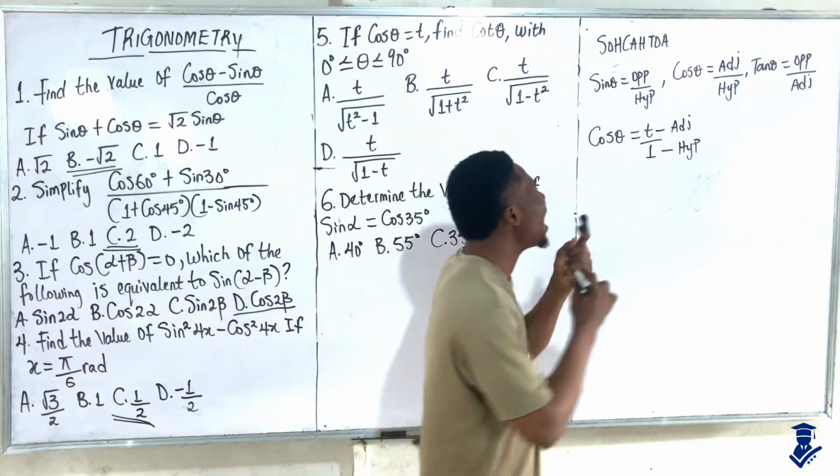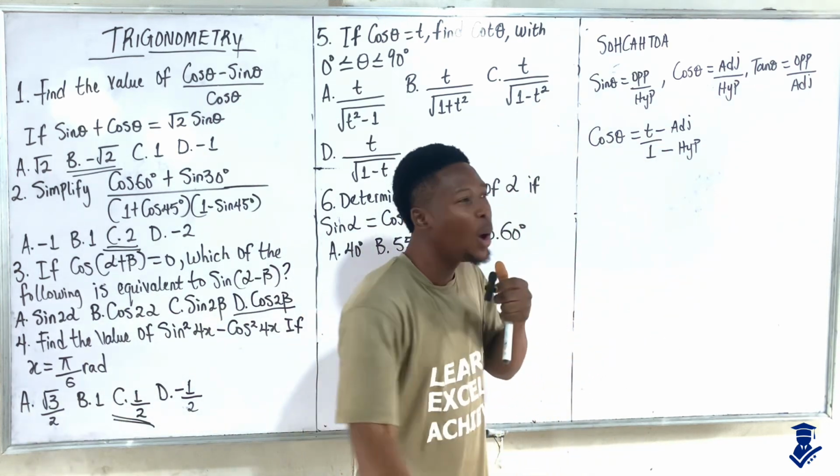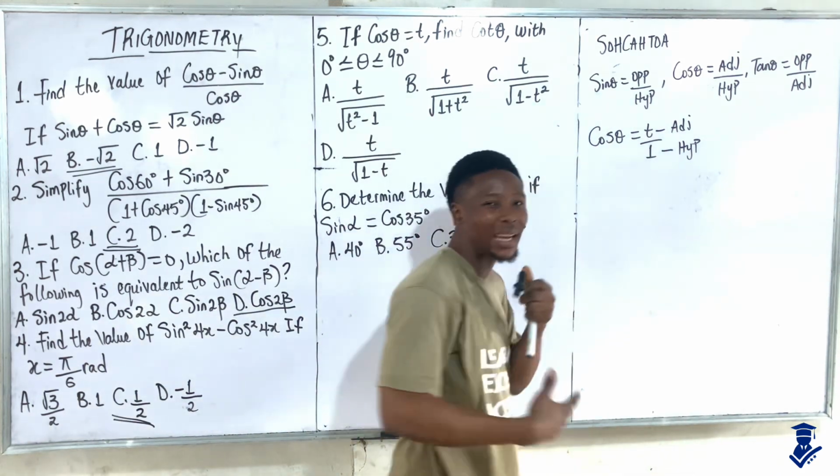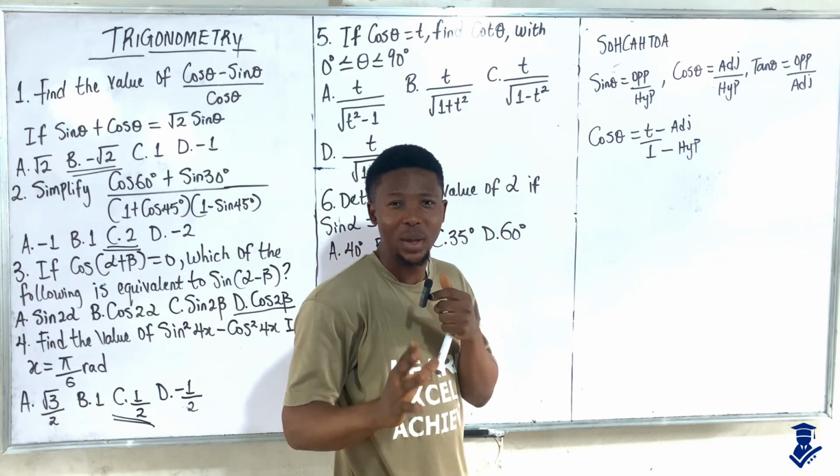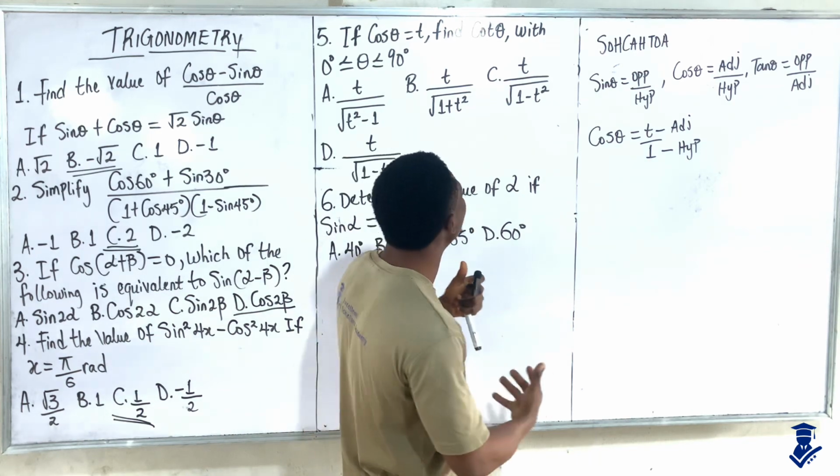Because if I just have only t, I'll just have the adjacent. But once I put t over 1, I now have a hypotenuse. Do you see it now? Now, we are asked to find what?